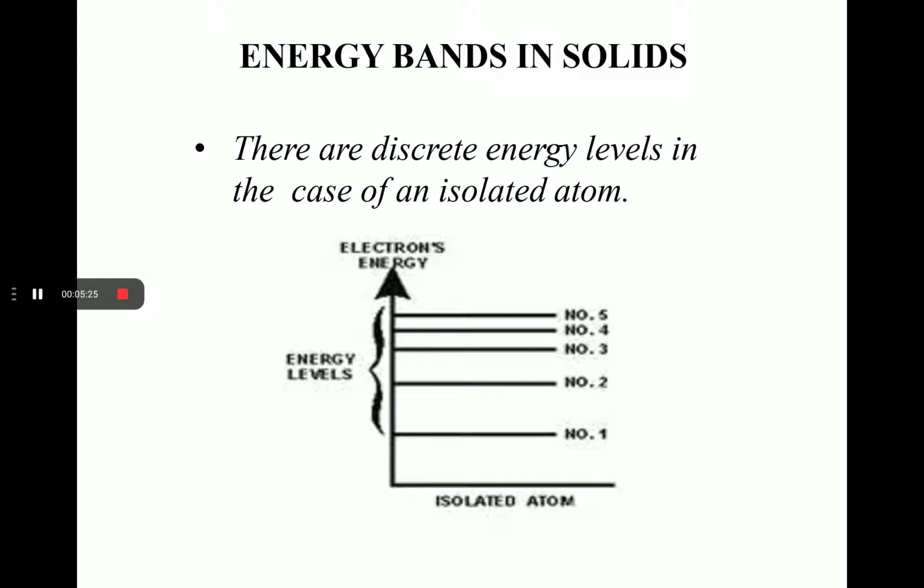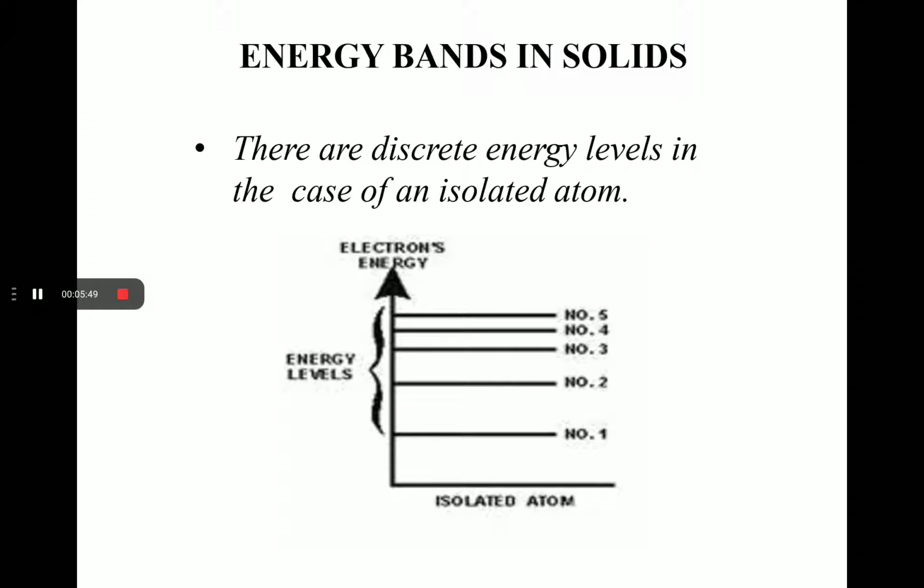When a suitable metallic impurity is added into a semiconductor, its conducting property can change. You may have studied this as doping in plus two. That means when an impurity is added to a semiconductor, its conductivity can increase. Okay, so we are going to study the energy band diagram in solids.